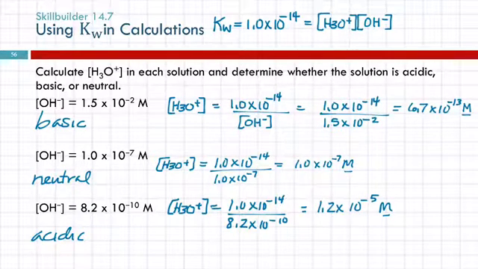Yes? Mm-hmm. Then it would switch, right? Because in that case, if the number was larger, it would be acidic. Yeah, if this was the hydronium ion concentration and this was the hydroxide ion concentration, then it would be acidic.